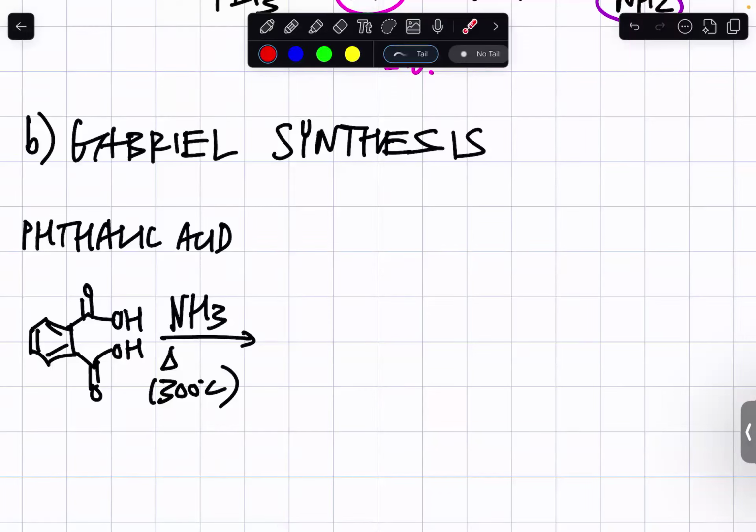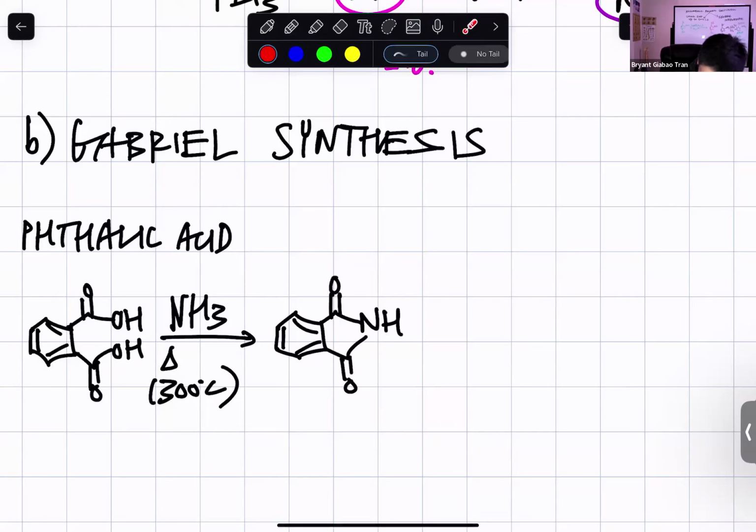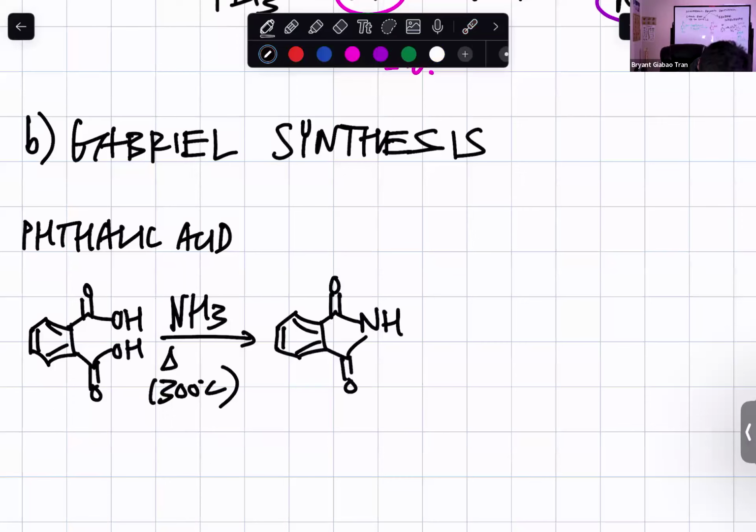It's okay if you don't remember. It gives an imide? Yep, a cyclic amide, closing the ring like that. And water would leave as well in the mechanism. If you were to go through the whole mechanism, water is the leaving group. That's right. And this is what we call phthalimide.